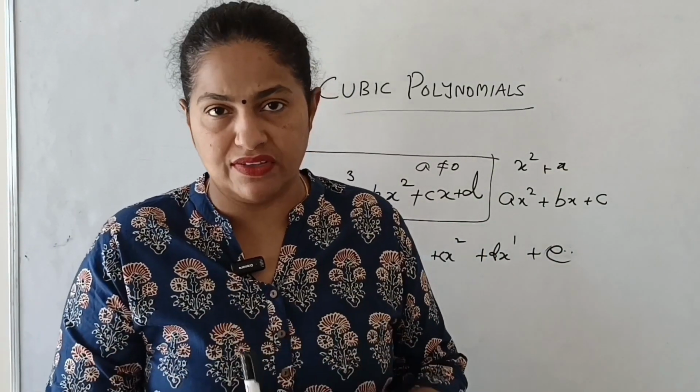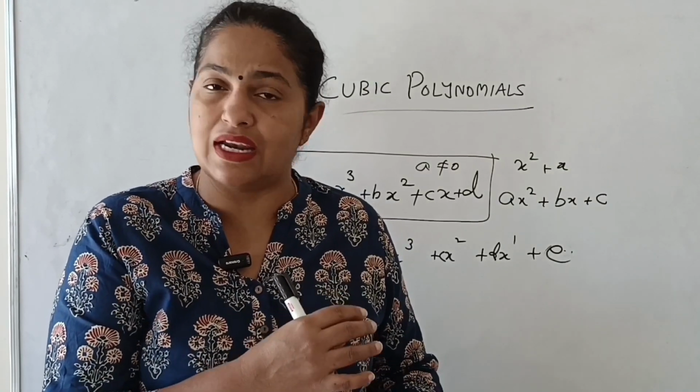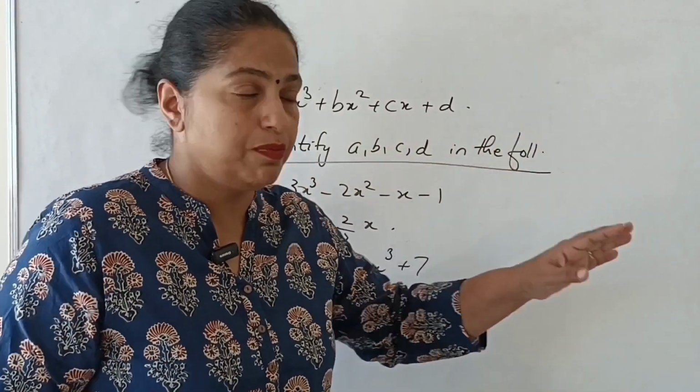Okay, now let us write down a few examples of cubic polynomials before we move on to the sum and product relationship. This is a general form of the cubic polynomial.